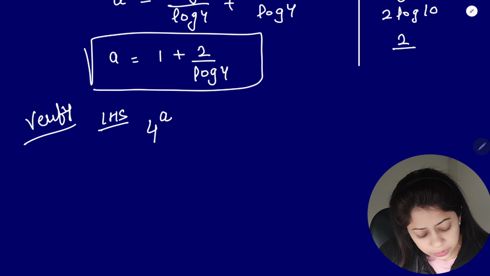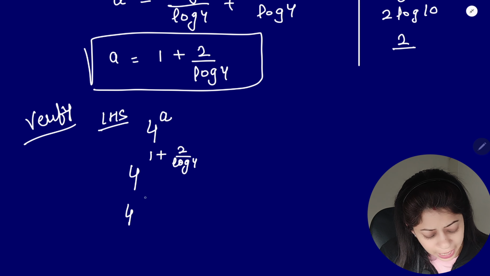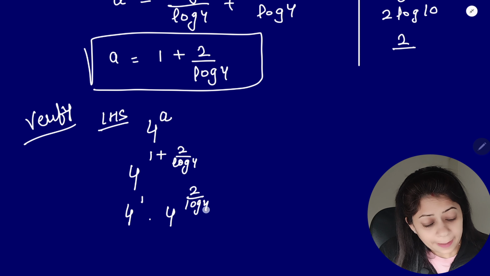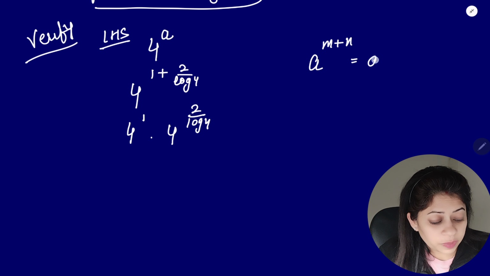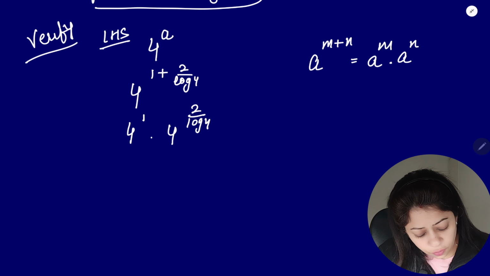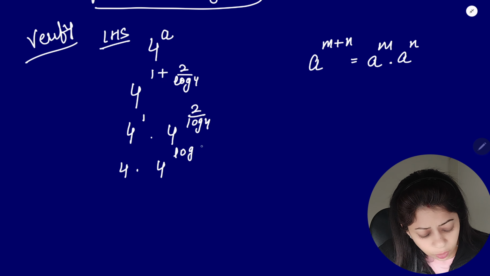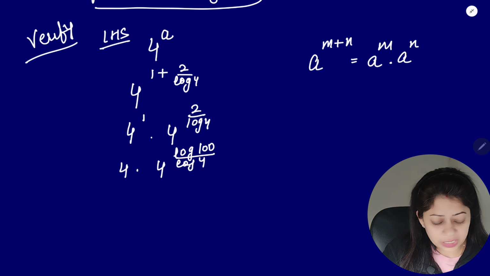How? So 4 raised to power 1 plus 2 by log 4. Okay. So 4 raised to power 1 times 4 raised to power 2 by log 4. Is that okay if I write it as this? Why? Because a raised to power m plus n is equal to a raised to power m times a raised to power n. So I just separated this, okay? So 4 times 4 raised to power log 100 by log 4. Again, I wrote 2 as log 100. Why? I will tell you now.